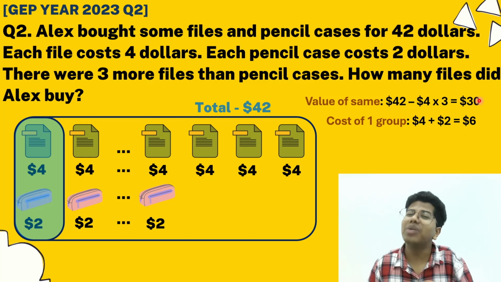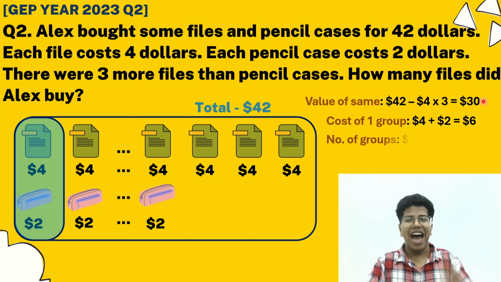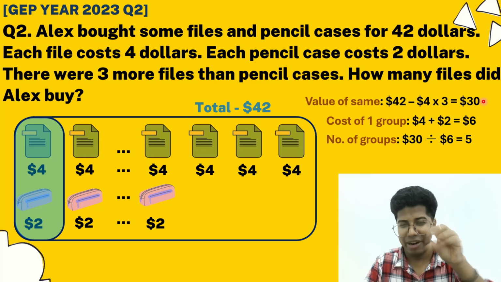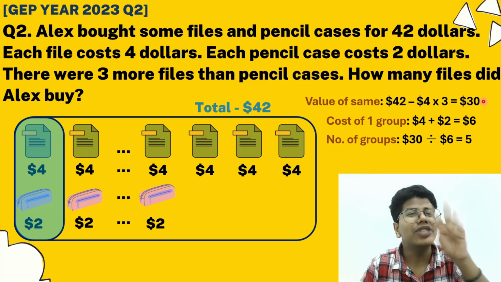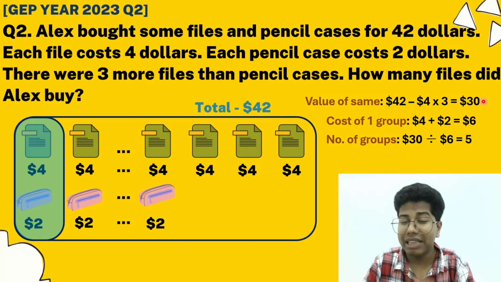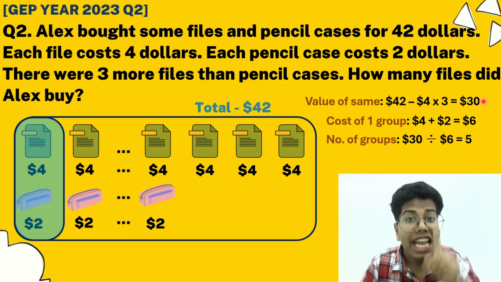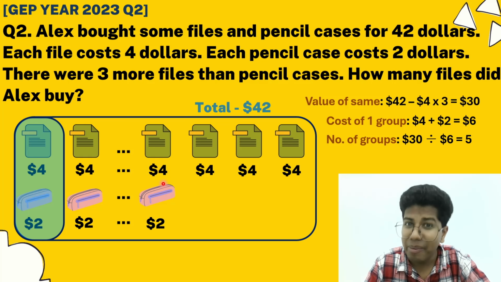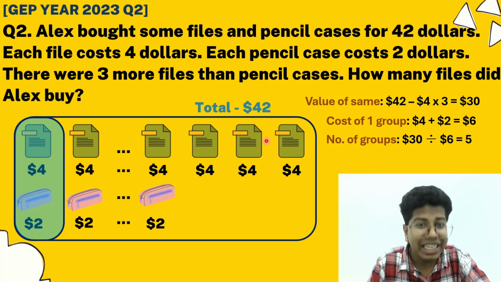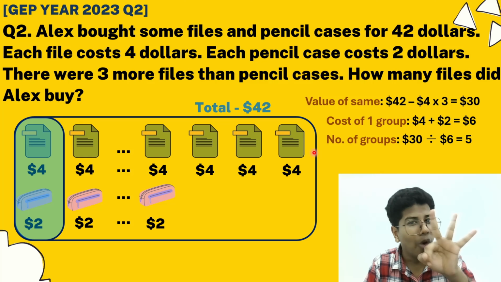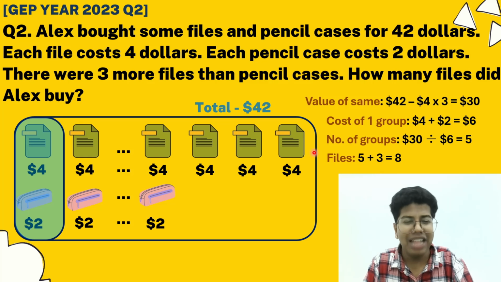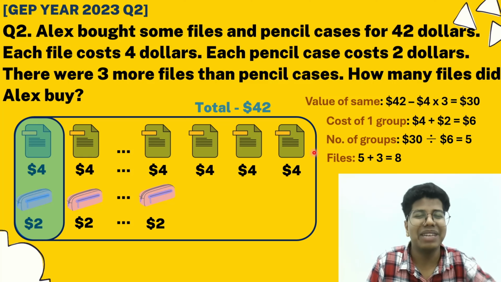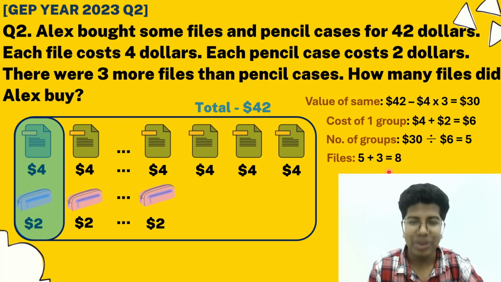So how to find out the number of groups now? We can find out just 30 divided by 6, which is 5 groups. Now what does this 5 represent? The 5 represents the number of groups in the same part. So here we can see this 1, 2, 3, 4 and 5. So till here we have the same number of items. But regarding the files, there are 3 more. So to find out the number of files, it's 5 plus 3, which is 8. And this is the total number of files.